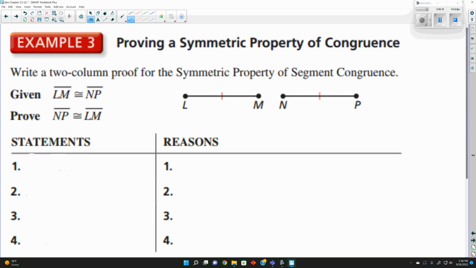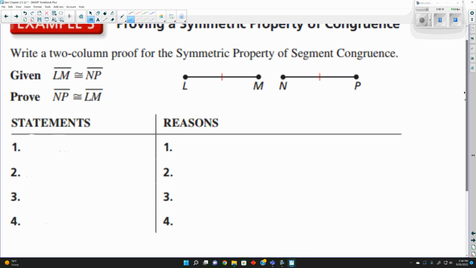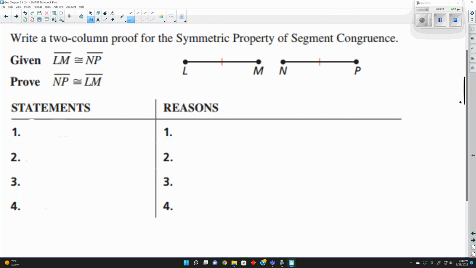So here is another way that we're doing proofs, and we've done these already: the two-column proof. We want to write a two-column proof for the symmetric property of segment congruence. The symmetric property of segment congruence states that segment LM is congruent to NP, so by definition, NP is congruent to LM, yes? So we want to prove that the symmetric property of segment congruence is true.